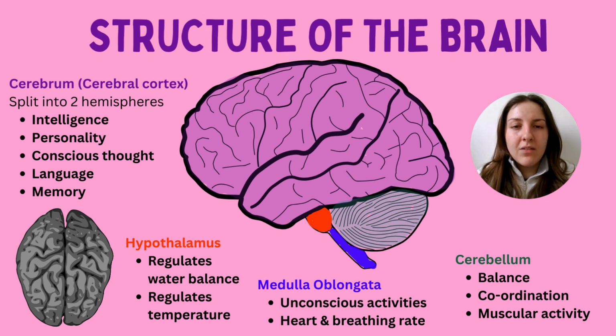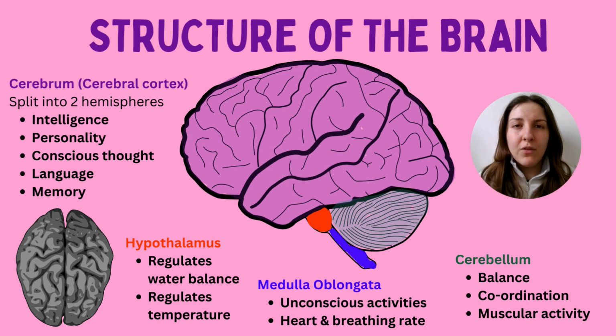So the first one is this outer layer, this large area that we mostly see when we look at the picture of the brain, and this is called the cerebrum or the cerebral cortex. Essentially it's split into two hemispheres and it's connected by something called the corpus callosum. This area of the brain is important for memory, language, conscious thought, personality, and also intelligence. And those sulci, those squiggly parts of the brain, essentially increase the surface area that the brain has, and this helps with those different functions.